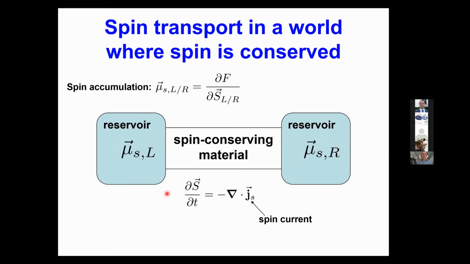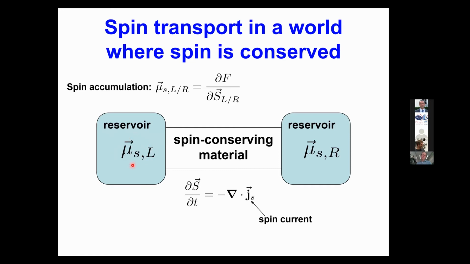I think it's also good to imagine, first of all, the most ideal situation, which does not exist in the world that we live in, but which would be the most ideal situation of spintronics, so to say. This would be spin transport in a world where spin would be purely conserved. Then you could make a reservoir of spin. This reservoir would be characterized by a spin chemical potential, a vectorial quantity.